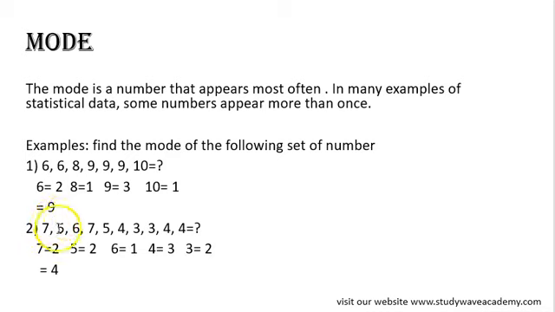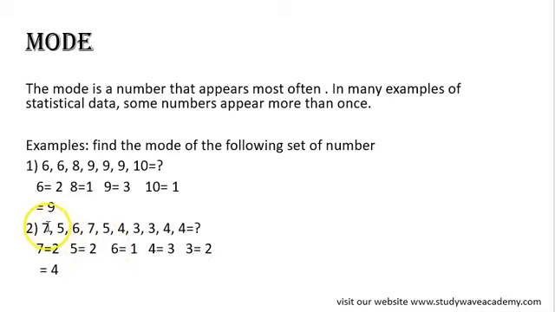We have 7, 5, 6, 7, 5, 9, 3, 3, 4, 4. Now, in our mode, we don't need to arrange from ascending order to descending order, okay? Because even if you arrange it from the ascending to the descending, it will still give you the same answer, or you arrange from the descending to the ascending, it will still give you the same answer. So you don't need to do that. You just go straight to finding out your mode, okay?